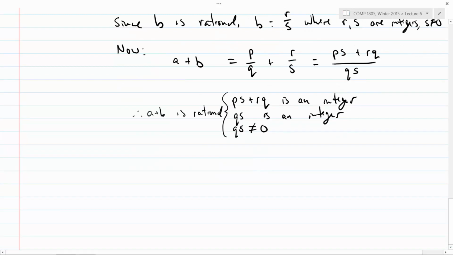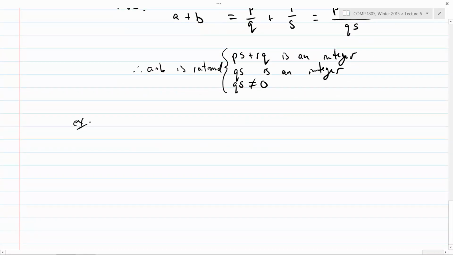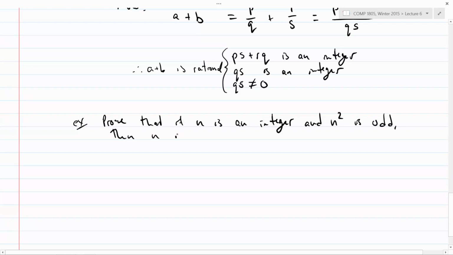All right, so let's move on to another example. The only way to get good at proofs is to do lots of examples. Let's prove that if n is an integer and n squared is odd, then n is odd. Let's say for whatever reason I wanted to try a direct proof first, even though that's contrary to the advice I already gave you.